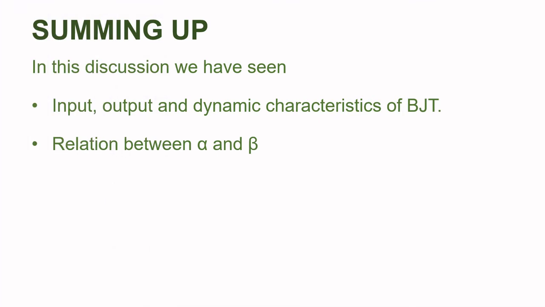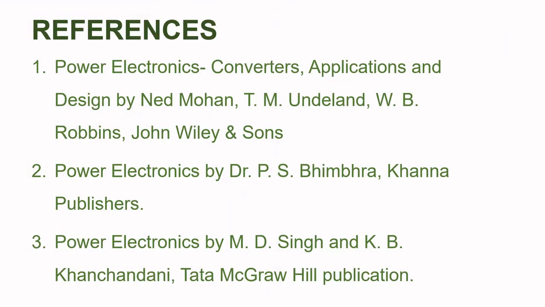In this discussion, we have seen the input, output and dynamic characteristics of BJT. Dynamic characteristics are nothing but the switching characteristics of BJT. Also, we have seen the relation between alpha and beta. These are a few references which we have used for preparing this presentation.